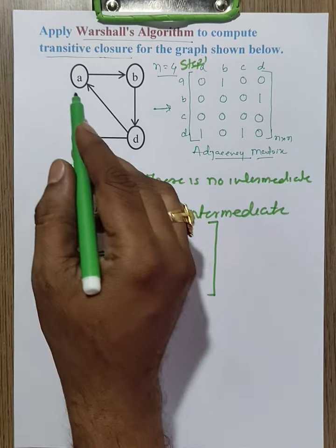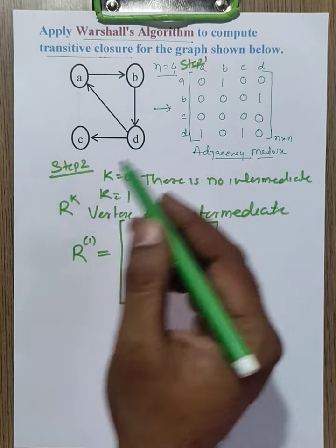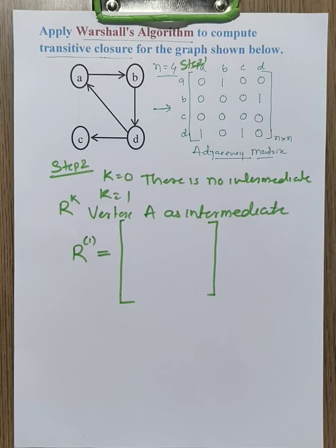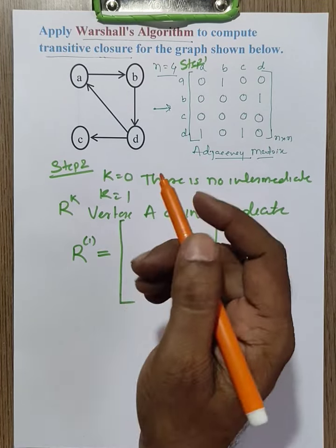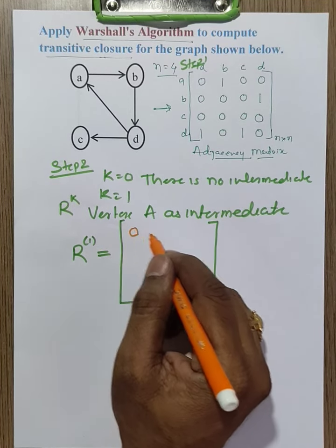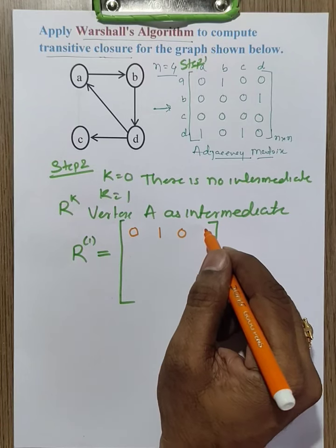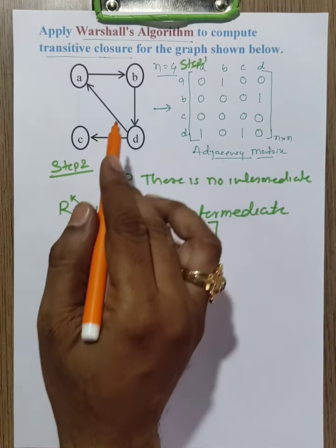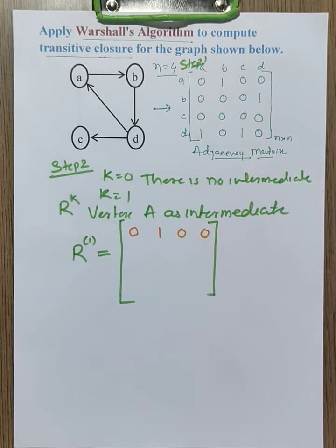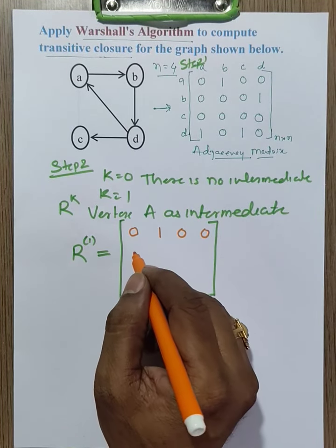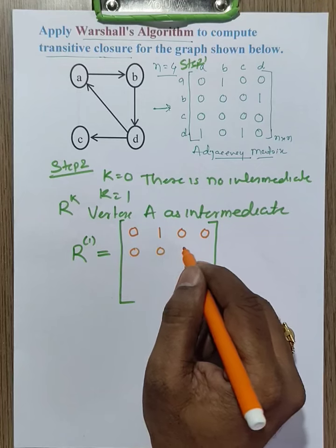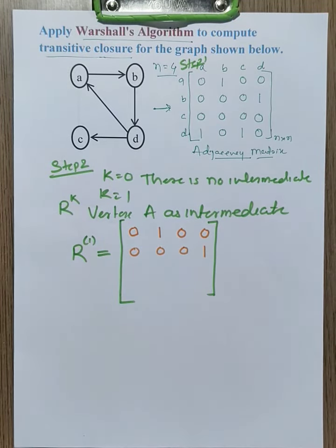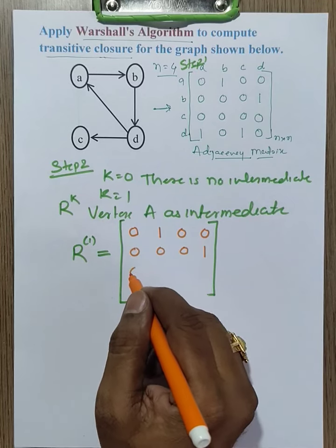If vertex A is the intermediate vertex, then the first row will get the same values, because vertex A itself is the intermediate. So this is 0, 1, 0, 0. Next from B, is there a B to A edge with A as intermediate? No. So the B row, the second row, will also get the same values. Next, C to A edge, is it there? No. Then the C row will get the same values.